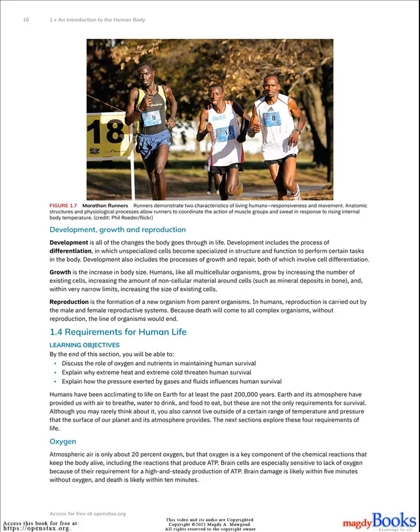Humans, like all multicellular organisms, grow by increasing the number of existing cells, increasing the amount of non-cellular material around cells, such as mineral deposits in bone, and, within very narrow limits, increasing the size of existing cells. Reproduction is the formation of a new organism from parent organisms. In humans, reproduction is carried out by the male and female reproductive systems. Because death will come to all complex organisms, without reproduction, the line of organisms would end.